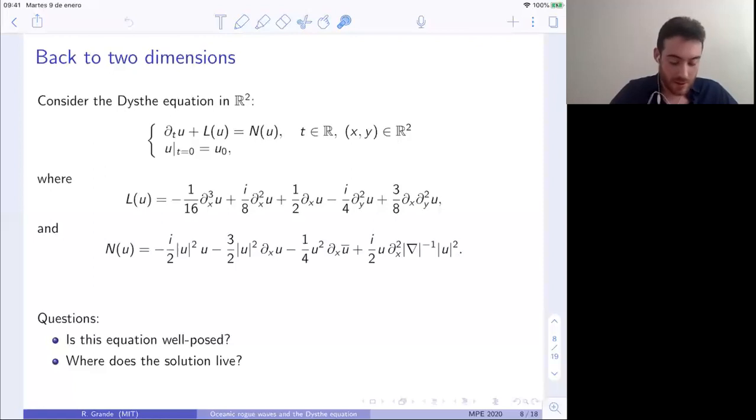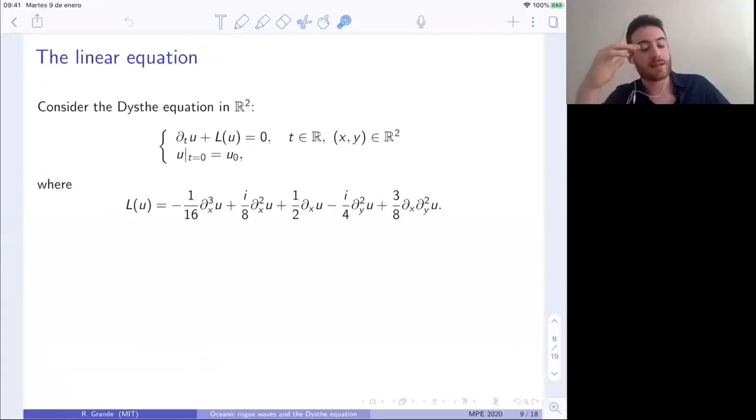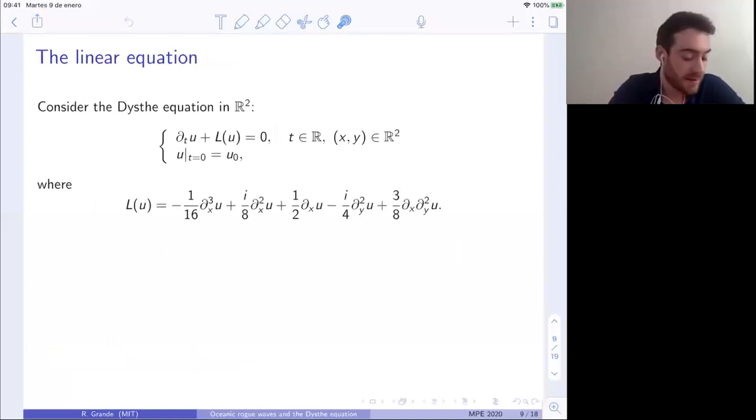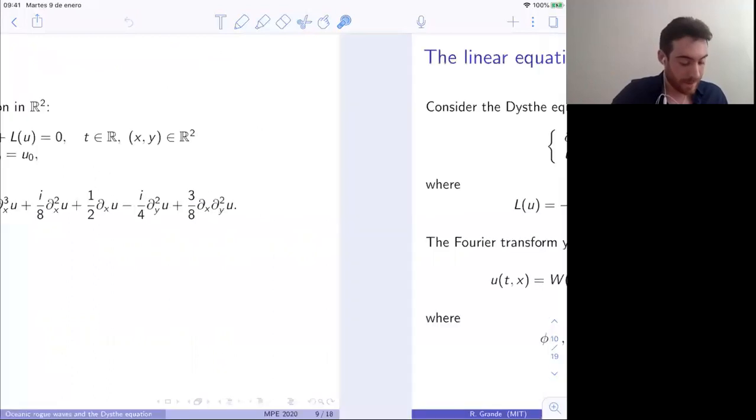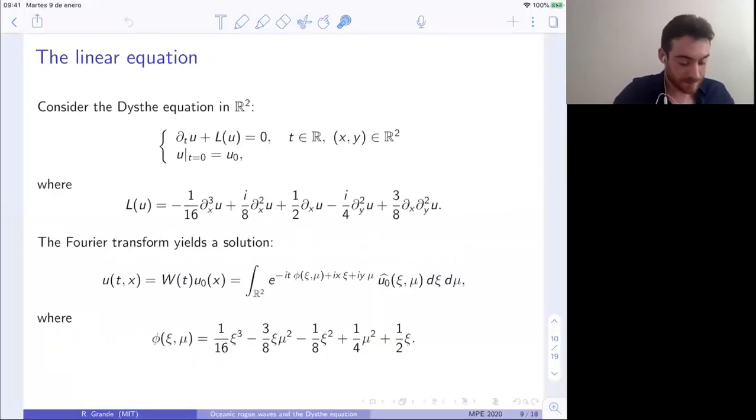So before we go into details, I'd like to discuss the linear equation, which is slightly easier than the nonlinear one, because thanks to the Fourier transform, we can actually solve this explicitly. If you take the Fourier transform on both sides of the equation, you will see that it becomes an ordinary differential equation in time, and so you can solve it. And here's the solution.